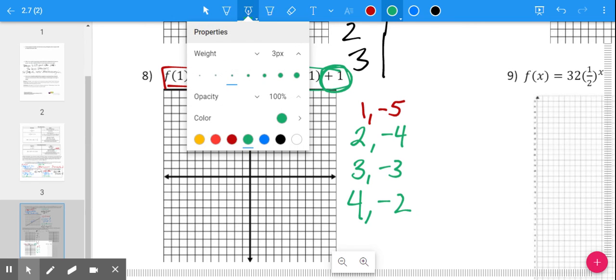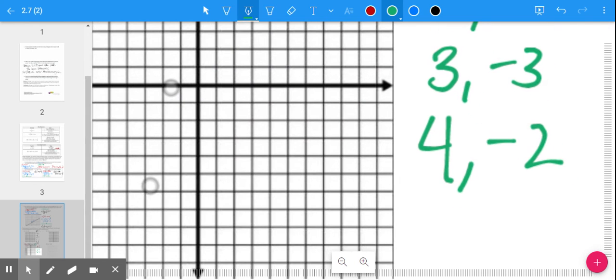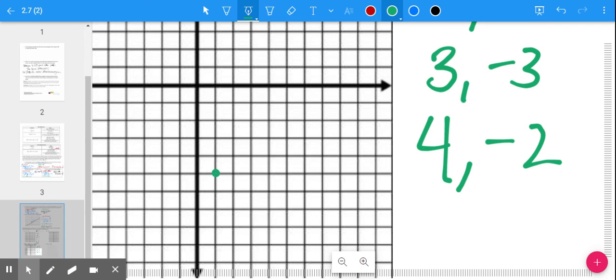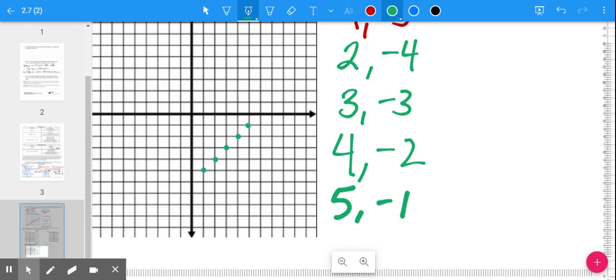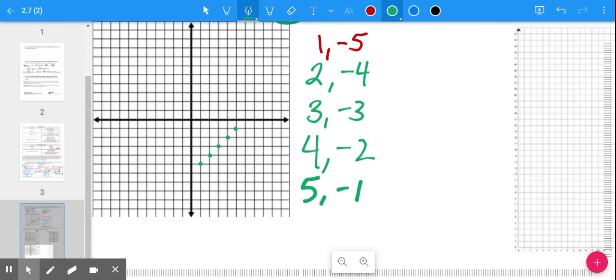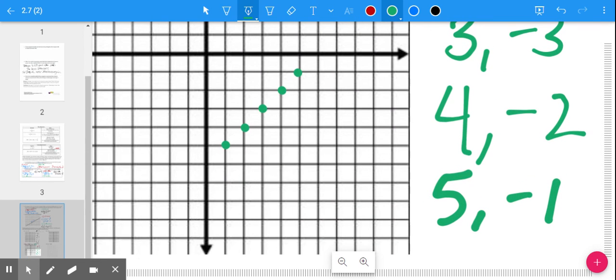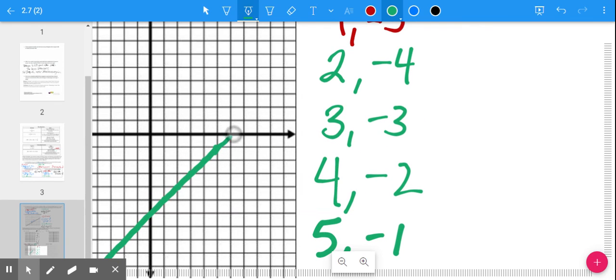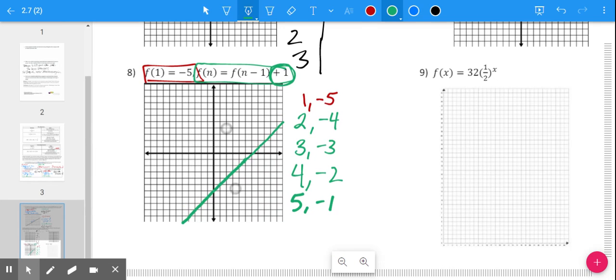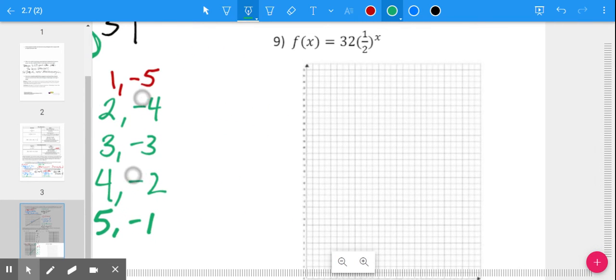So we have 1, -5, 2, -4, 3, -3, 4, -2, 5, -1. And then, because it's written in function notation, not sequence notation, we could connect those dots to make our line. And there we are.